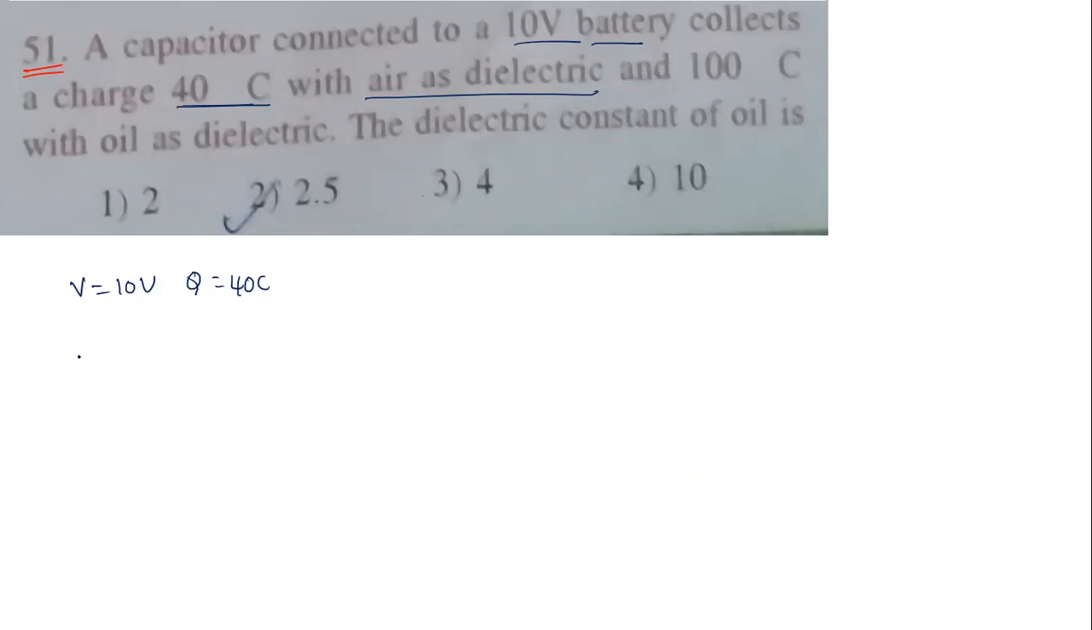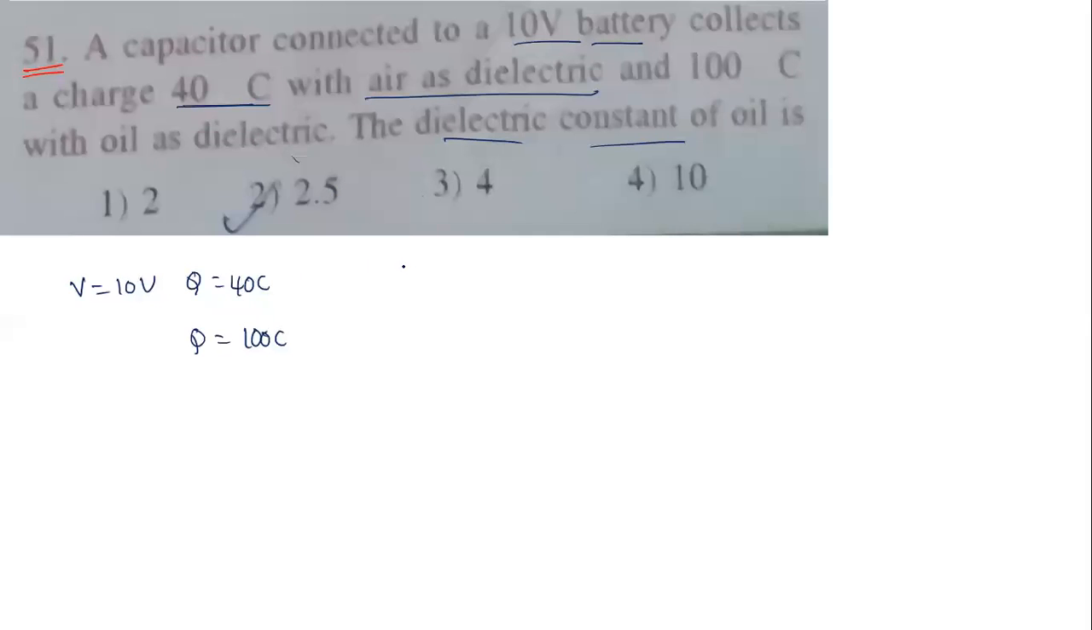So now the same capacitor is going to collect how much charge when oil is the dielectric? 100 coulomb with oil as a dielectric. Now they are asking us to find the dielectric constant. Initially we know the capacitance; when you introduce a dielectric, it is going to increase, right? As we know previously, the capacitance is going to increase by how many times? K times.